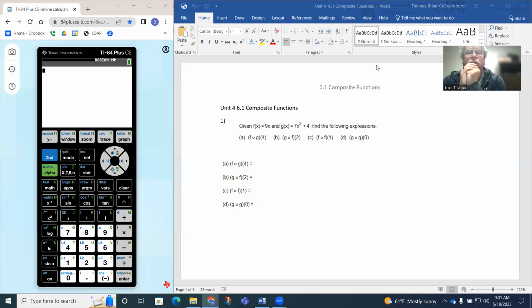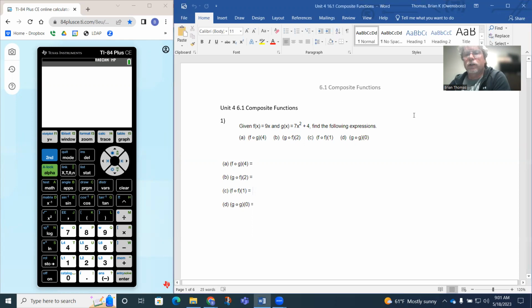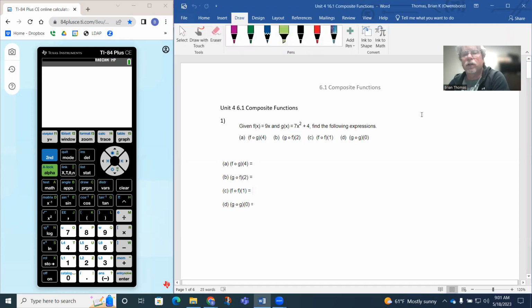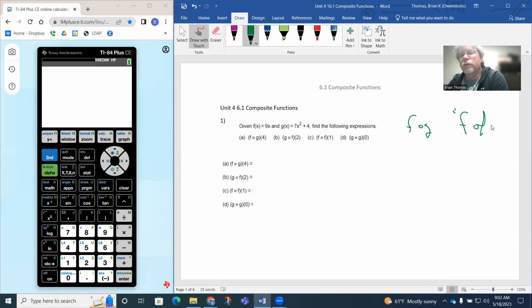So we want to find, first off, f of g of 4. The way this is read, when I see this notation of a composite function, you have that little circle. So this is read as f of g. And if we have f of g and then x in parentheses, this is read as f of g of x. That's how I read that.